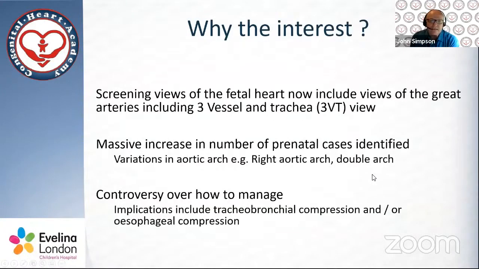And so why is there an interest in this? I think the interest in vascular rings has really stemmed from the fact that we now include more views, such as three vessel trachea views, in our normal screening views. And this has really led to a very big increase in the number of prenatal cases identified, and particularly variations in the aortic arch. A major part of what I'm going to talk about is going to relate to the right aortic arch or double aortic arch. And there's a lot of controversy, as you might expect, about how to manage these things. I'll talk a bit about that.